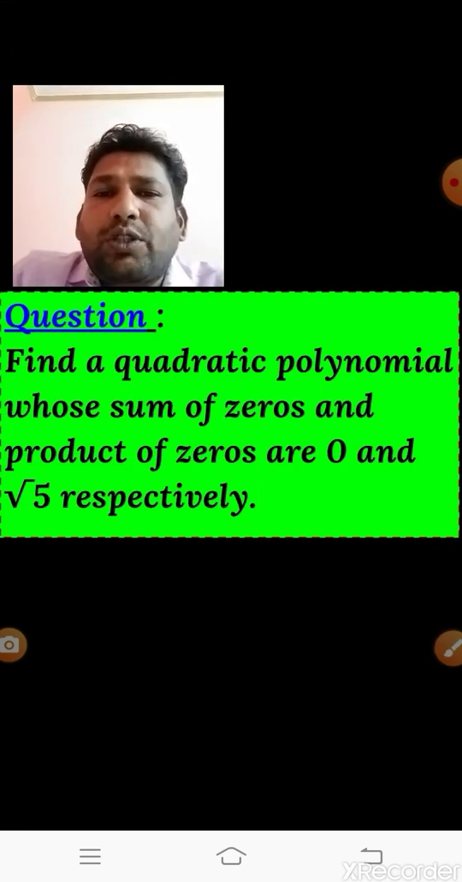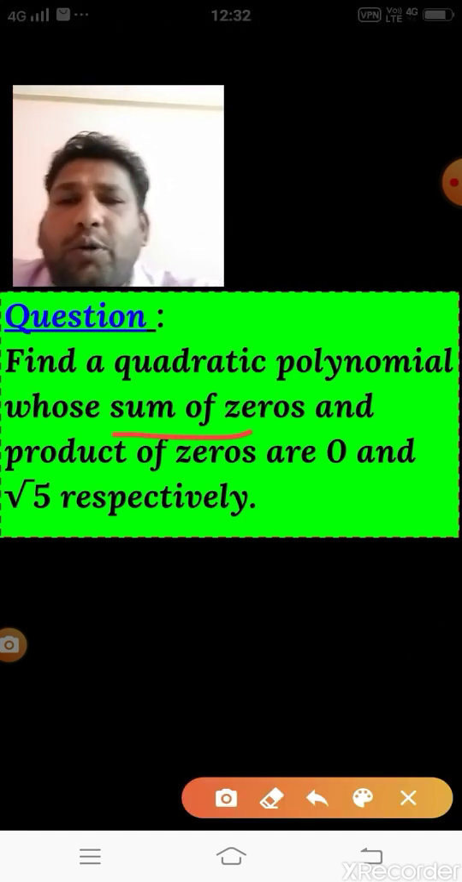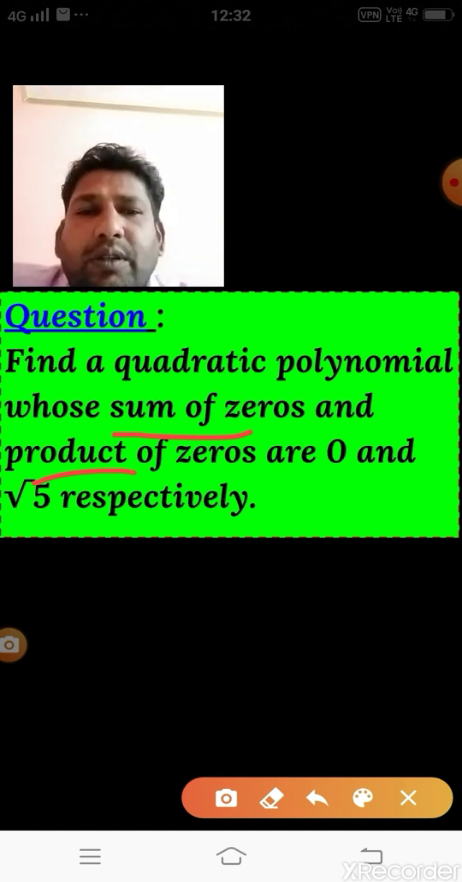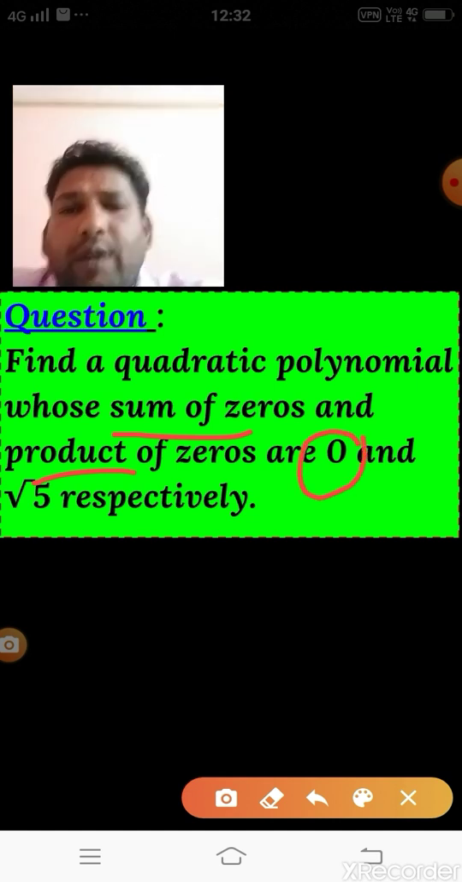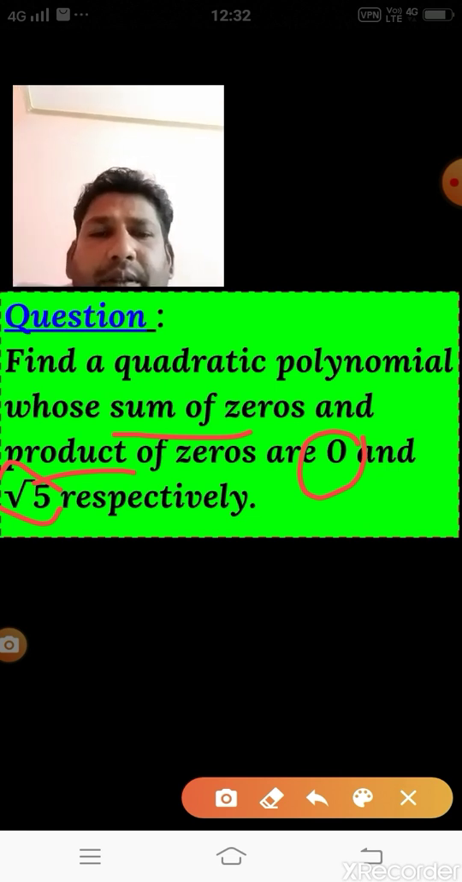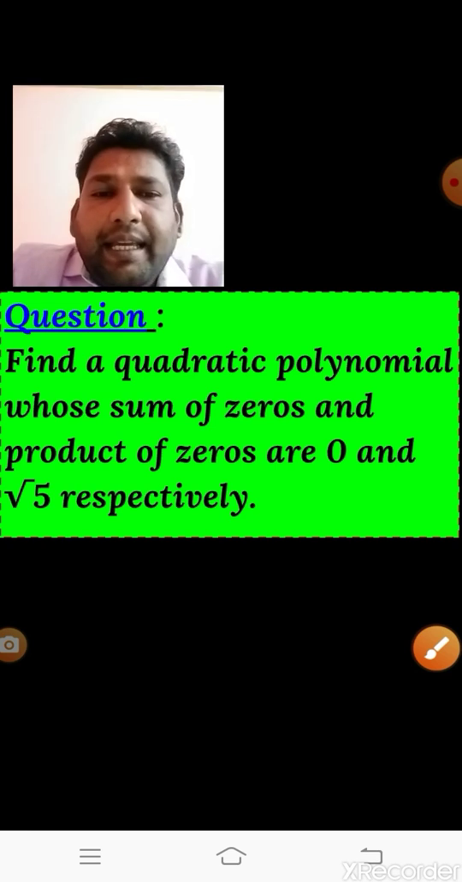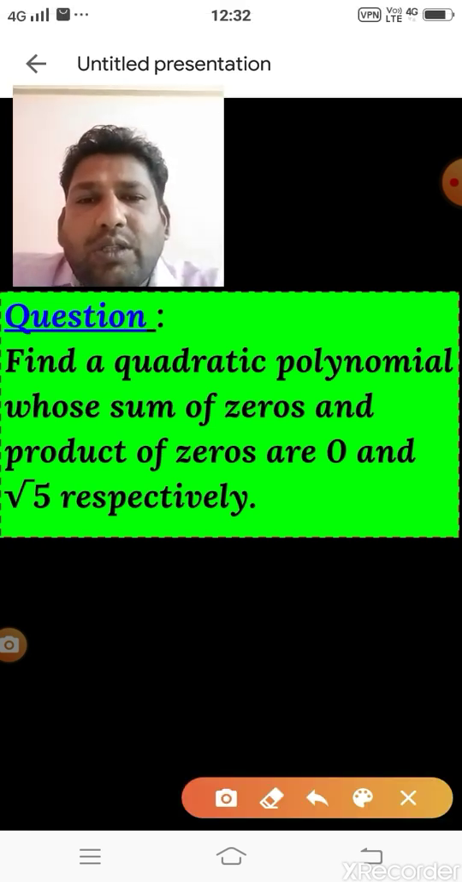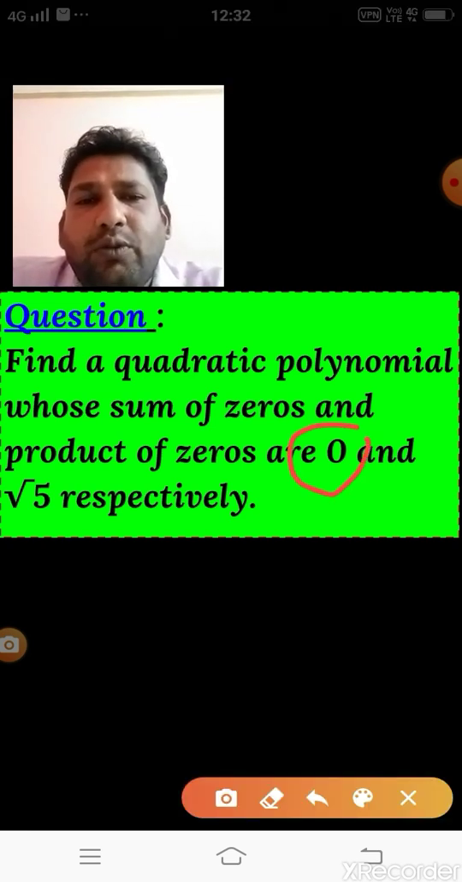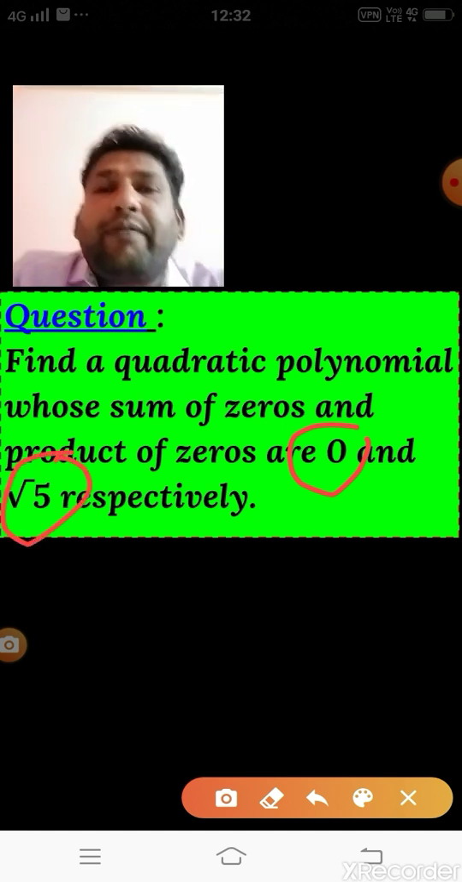Here I am taking a question. We have to find a quadratic polynomial whose sum of zeros and product of zeros are 0 and √5. This question is different from the last one. This question is of 1 mark because the sum of zeros is given to you, it is 0, and the product of zeros is √5.